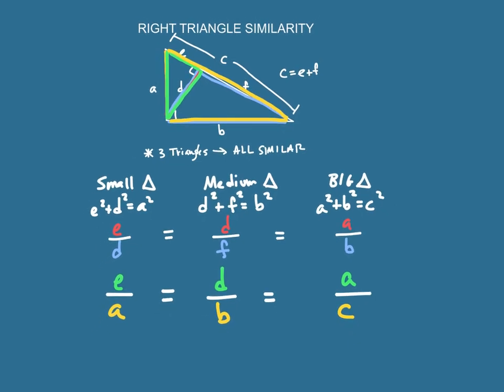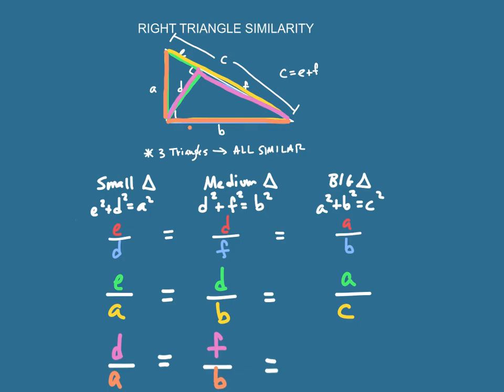And what I'm going to do is take my longer leg and divide that by our hypotenuse. So I'm going to take side length D and divide by our hypotenuse A, and that's in the small triangle. If I wanted to relate that within our medium-sized triangle, I would take the side length of F and then divide that by our hypotenuse, which is B.